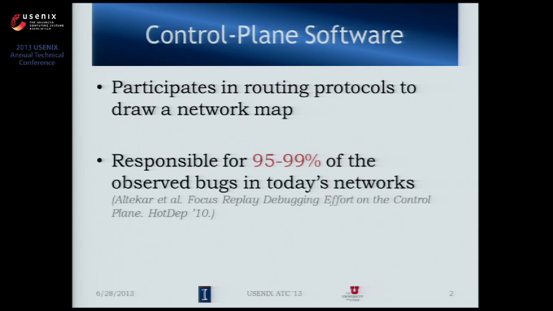Control plane software lies at the core of large-scale networks such as data centers, enterprise networks, and campus networks. The purpose of control plane software is to draw a network map and to direct data flows from their sources to their destinations. To operate in a complicated environment and handle different kinds of bugs and defects, this software implements really complicated routing protocols. Due to this complicated implementation, recent studies have shown that control plane software is responsible for 95 to 99% of the bugs that we see in today's networks.